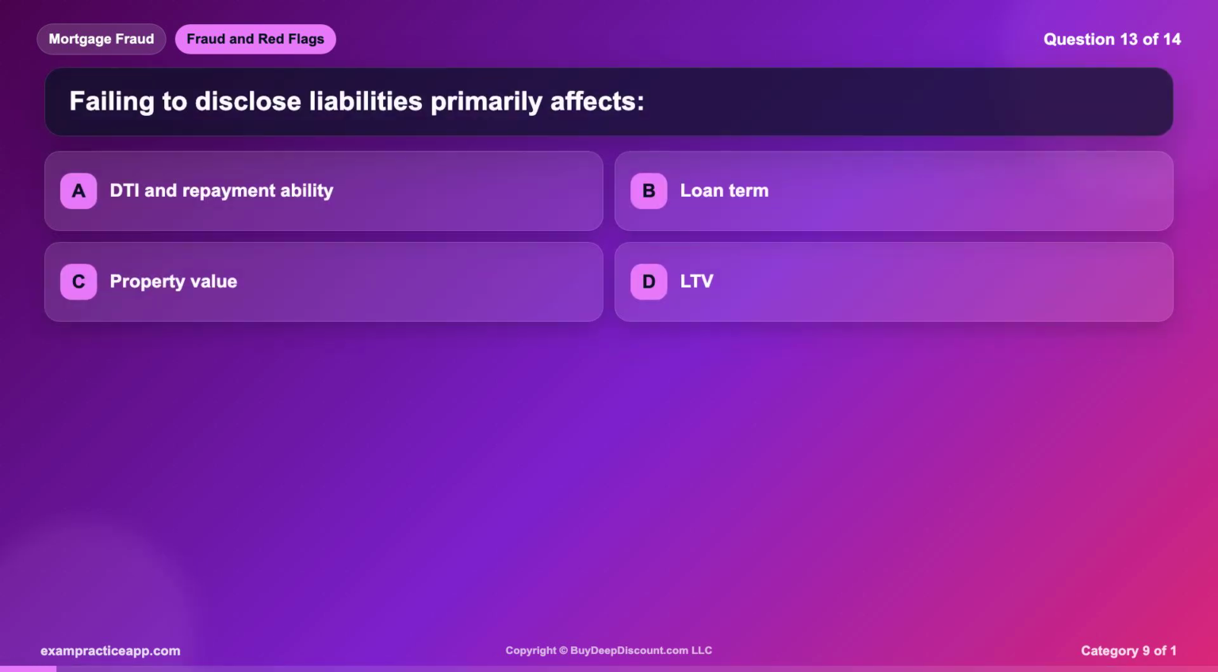Question 13. Failing to disclose liabilities primarily affects option A, DTI and repayment ability. Option B, loan term. Option C, property value. Option D, LTV. Take a moment to choose your answer. The correct answer is option A, DTI and repayment ability. Explanation: hidden debts distort borrower qualification.